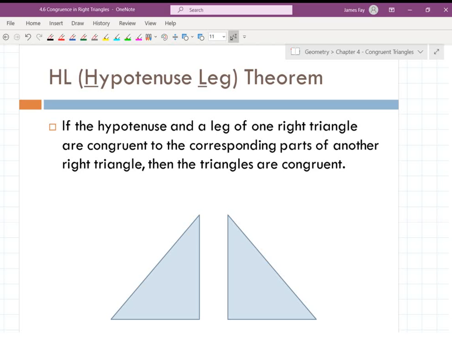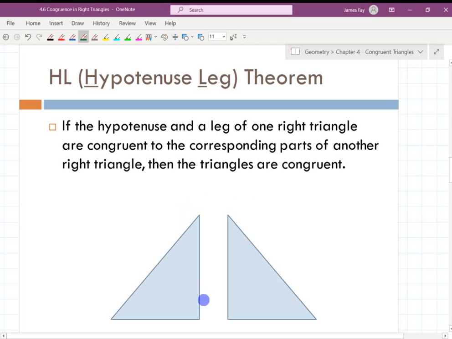All triangles have a longest side, okay, but not all of them is that longest side called a hypotenuse. Here it says if the hypotenuse and the leg of one triangle are congruent to the hypotenuse and the leg of a second triangle, then the triangles are congruent. Okay? So the hypotenuse and a leg. Now let's think about this.